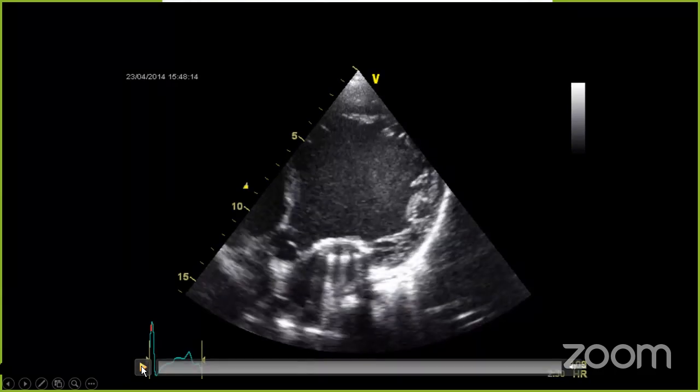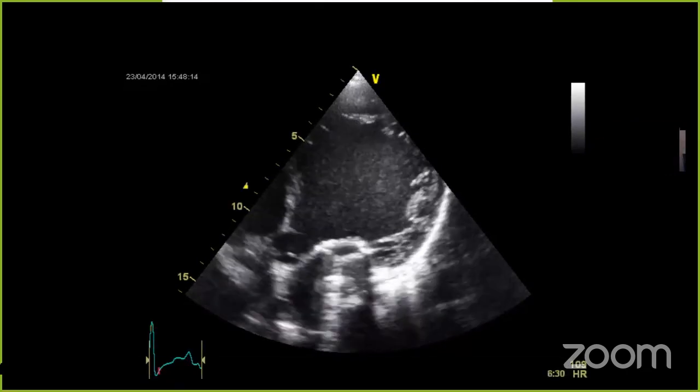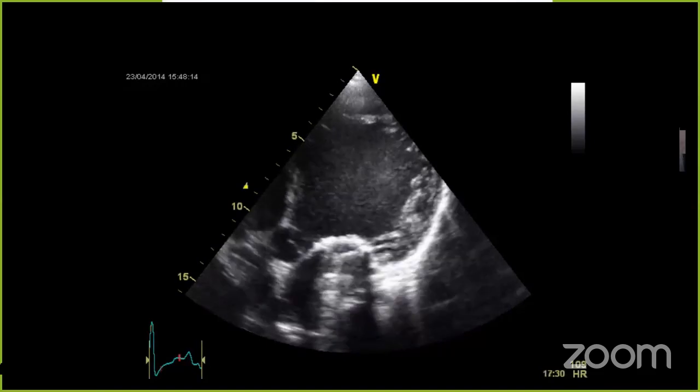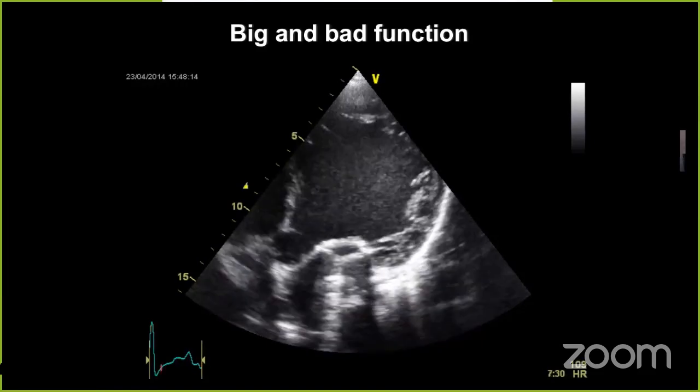If we take a look at this picture with a huge dilated left ventricle with an interposed mechanical valve, we know from scratch that this ventricle is not functioning. So we'll have to move rapidly to a different point of the algorithm. So this is a dilated left ventricle, a non-functioning left ventricle.